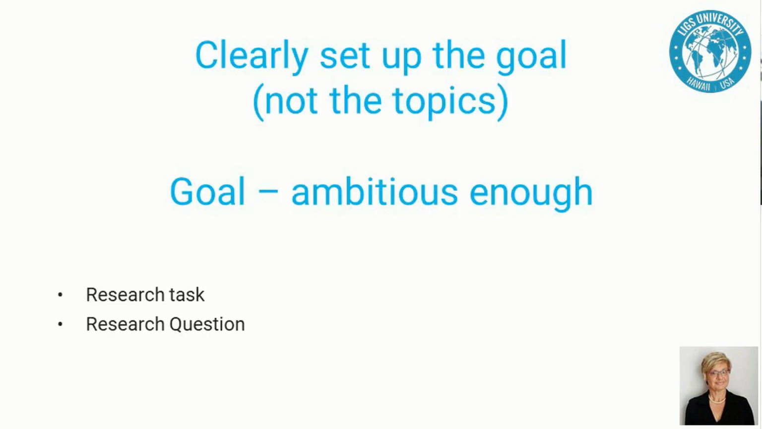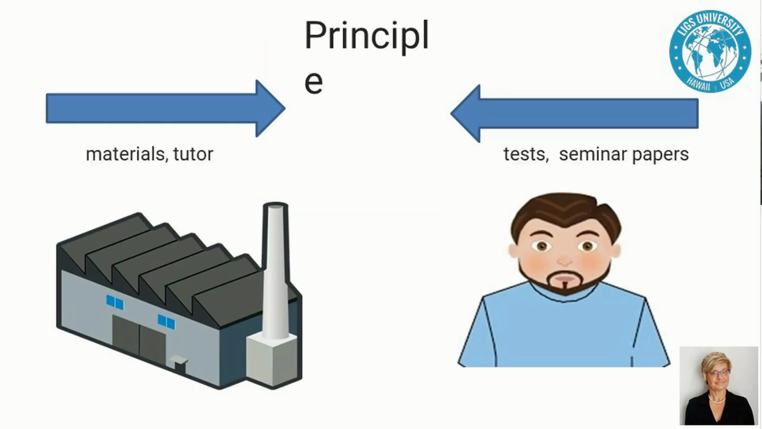Just to summarize, we need a clear goal, not the topic, but the goal, the problem, driven by you and formulated. The goal is ambitious enough because we want to be masters, and it's in the form of a research task or research question. And as we said, the identification and discovering of something is also possible to consider as a good ambitious goal. So that's fine.